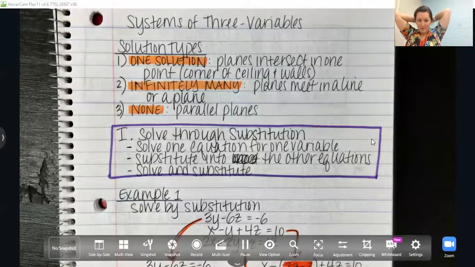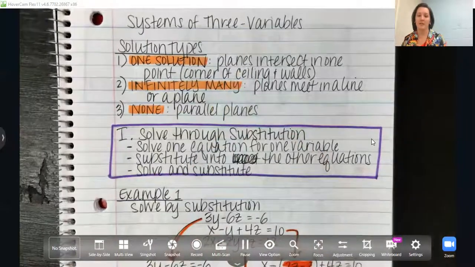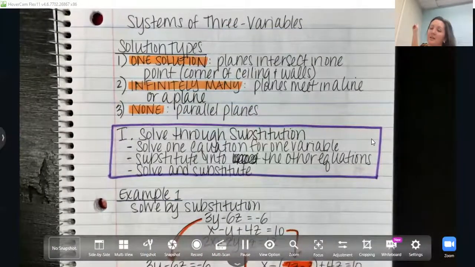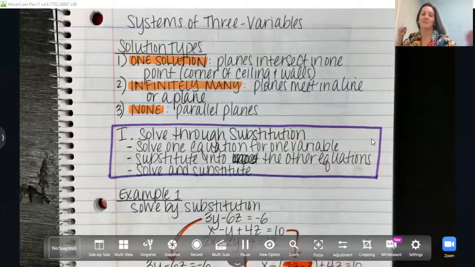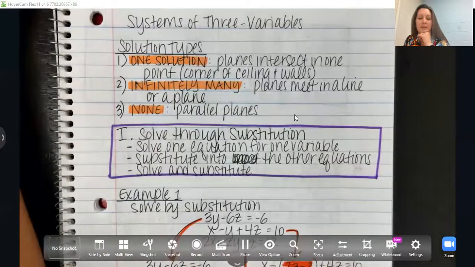So here's our solution types for systems of three variables. Obviously, each equation in a system of three variables is a three-dimensional figure, a plane. So one solution is where all three planes intersect at one point, thinking about like the corner of the ceiling. See, there's one point up there, but that's one solution. There's infinitely many when planes meet in a line or a plane. So kind of like right here, the corner of the room, that would be like infinitely many, although that's just two planes meeting. And then none would be parallel planes.